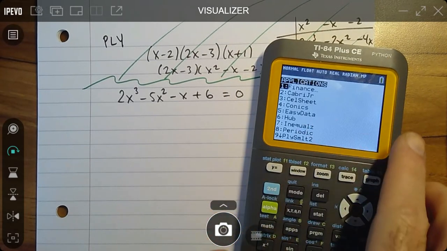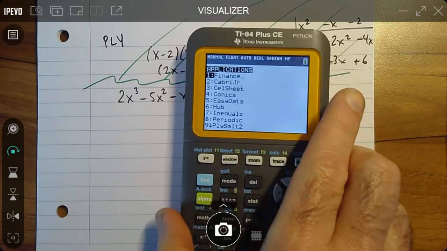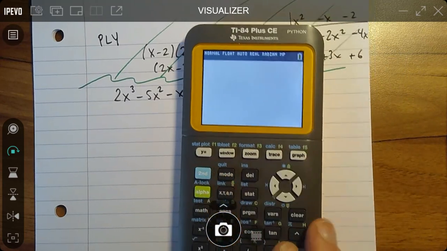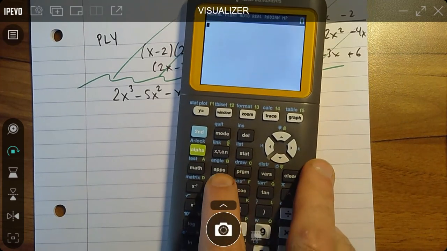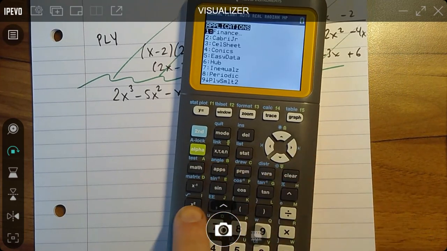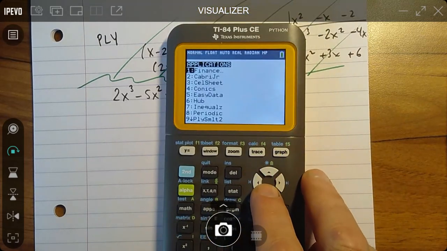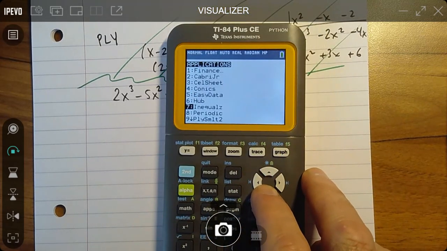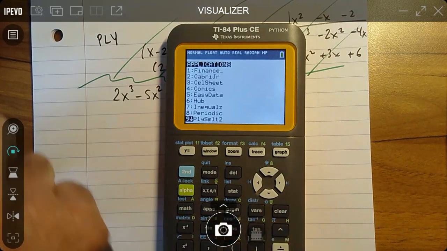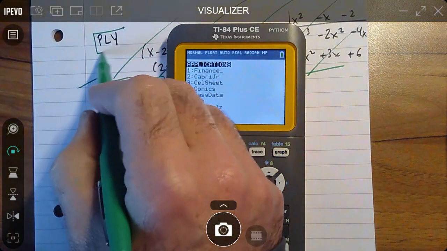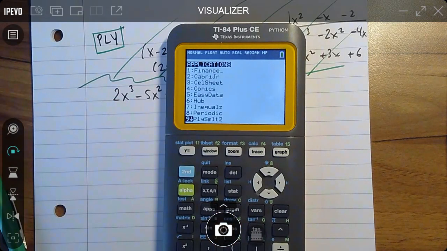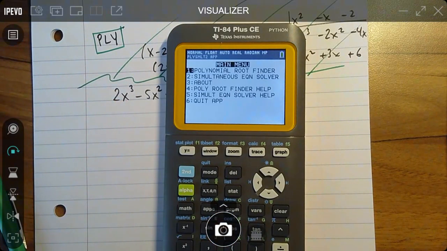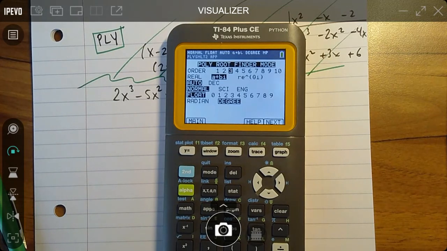But instead of going that algebraic approach and using the graph to find that root, I'm going to go to the apps. So we've got this app here. The app button is right there next to math apps. We're going to go down here to PLYSMLT 2. Right now we're talking about the PLY part of PLYSMLT. PLYSMLT is the polynomial root finder and simultaneous equation solver. We're curious now about finding the roots of our polynomial.